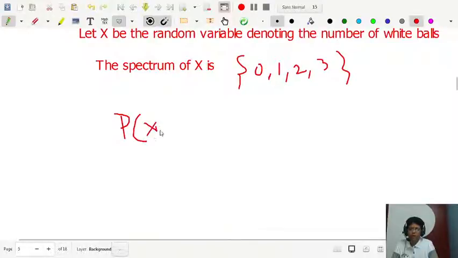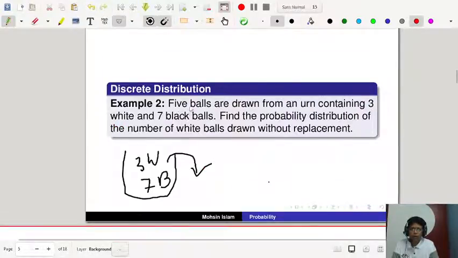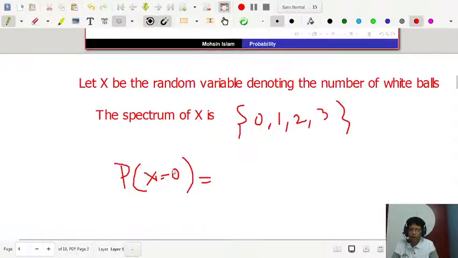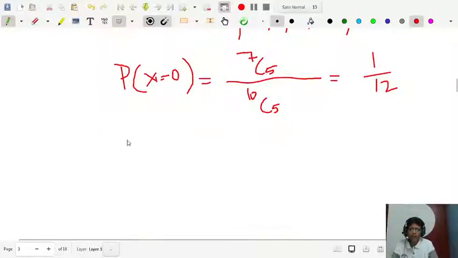Probability of x equal to 0 means you are drawing no white balls. So how many balls are you drawing? 5 balls are drawn. So all 5 are black if you are not drawing the white balls. So it will be 7c5. Just like using the classical rule, you can calculate the probability. And total number of balls was 10, so 10c5. And if you calculate, this will be 1 by 12.